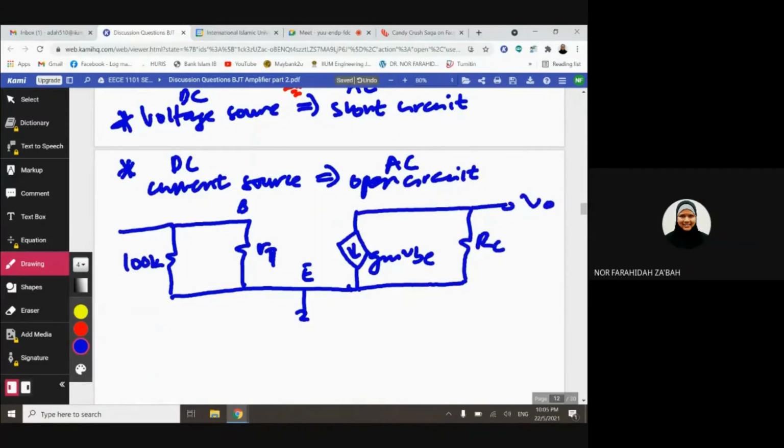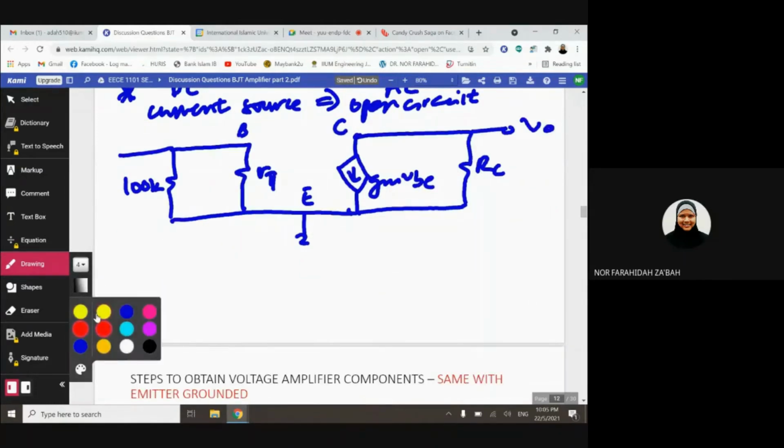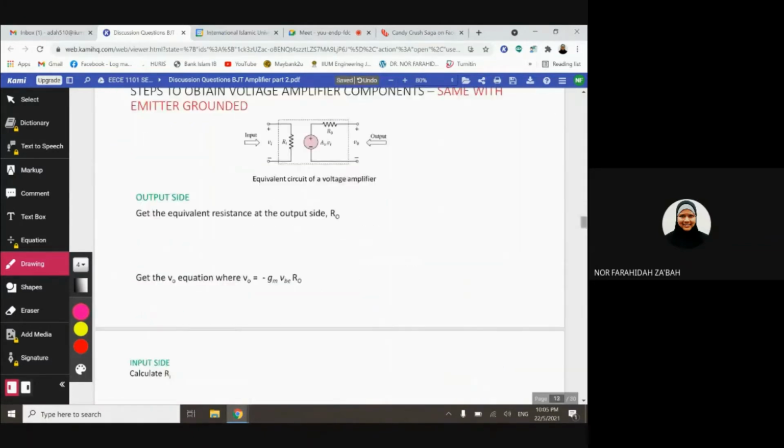So this is similar to common emitter type number 1, right? And the steps will be very simple. Don't forget to label your VBE. This is the voltage across R pi, and this is my VI. Obviously you can see straight away VI will be equivalent to VBE, right? So let's just follow the steps.